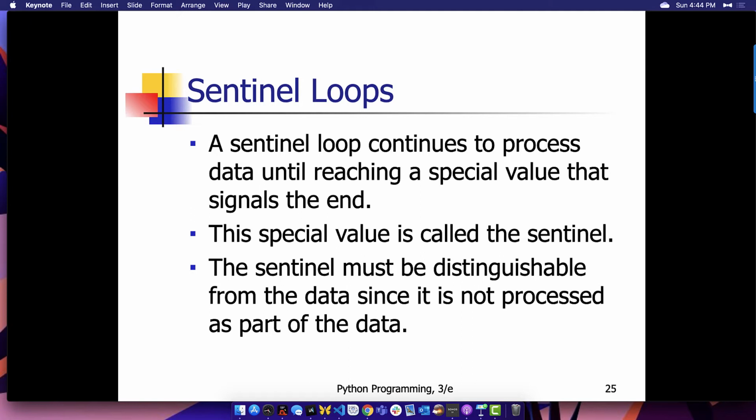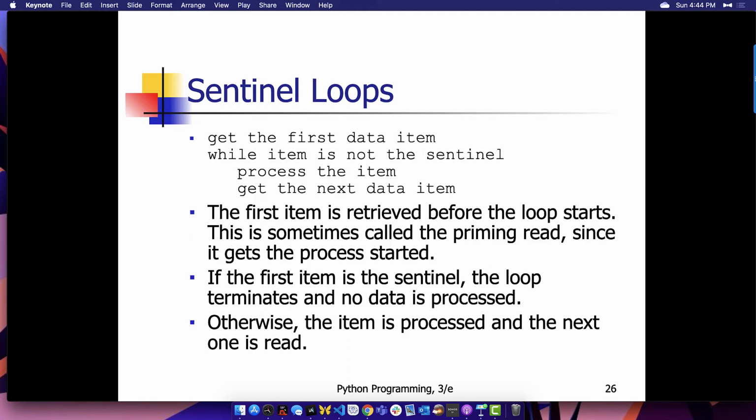Sentinel Loops. A Sentinel Loop continues to process data until reaching a special value that says stop, that signals the end. This special value is called the Sentinel. It's just a term. The Sentinel must be distinguishable from the data since it's not processed as part of the data. So, what do you mean by that? Well, let's take a look.